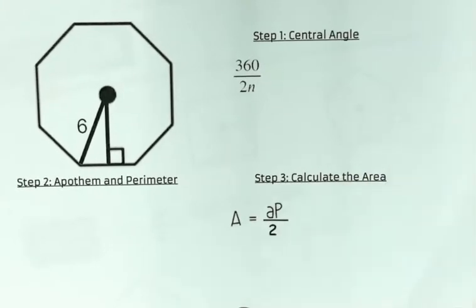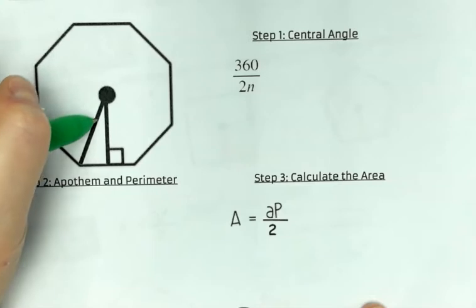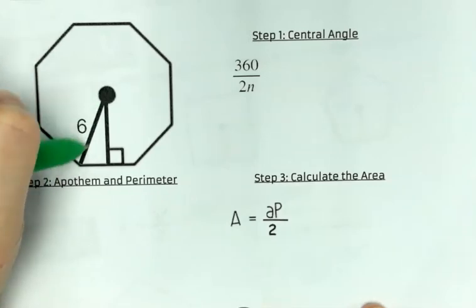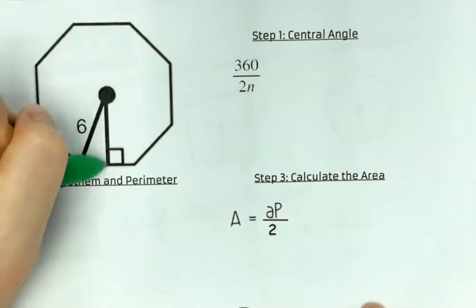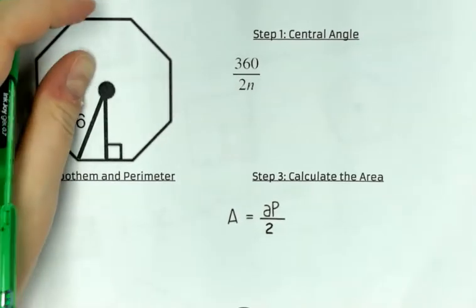Now we have an octagon. Some of you look at it and you're like, no, that's a stop sign. Oh, same thing. All right, this time you are actually given the radius. So we need to solve for both the apothem and the side length over here.